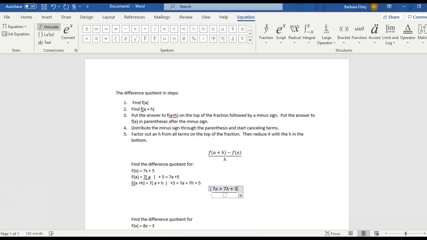So there's the answer that we got to f of a plus h right there in this line, and then followed by a minus sign. All right, then it says put the answer to f of a in parentheses after the minus sign. So parenthesis, and let's get the answer to f of a, which was 7a plus 5. And then our formula does have an h in it, so let's stick that h down on the bottom. All right, now let's distribute the minus sign through the parentheses. So let's distribute this minus sign through.